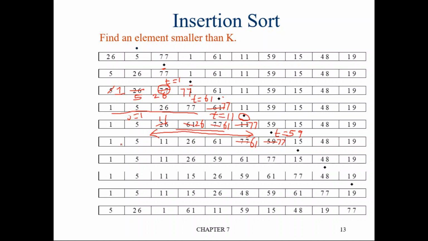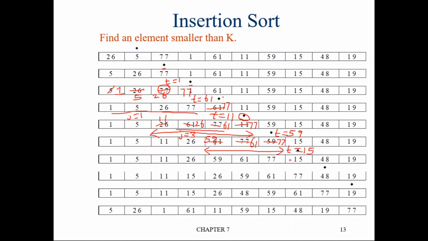When it breaks the loop, j is what? 0, 1, 2, 3. So j is 3. So a of j plus 1, that location will be replaced with 59. So j plus 1 is, this is a of 4. This will become 59. So that here you got 59, 61, 77. Okay. Next is 15. Now t is equal to 15.